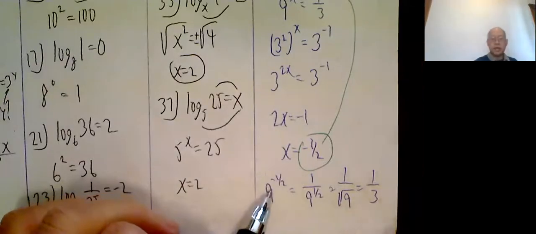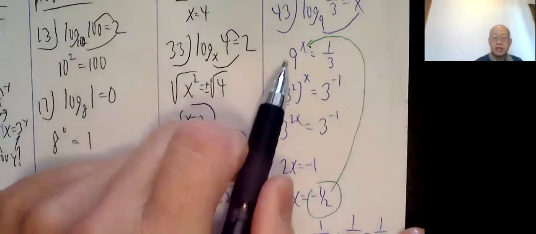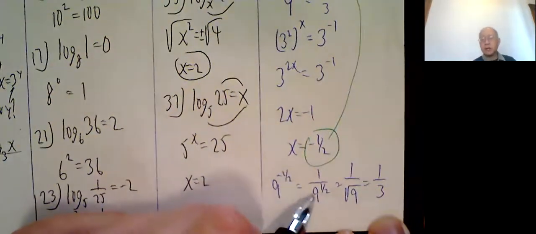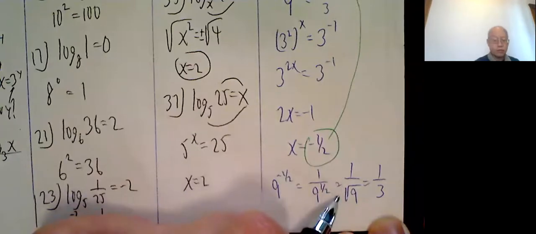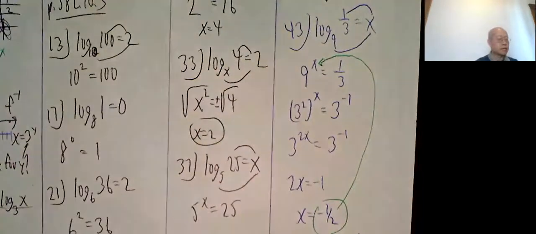And by means of double checking, does it make sense? 9 to the -1/2. Does it satisfy that? A -1/2 exponent means 1 over 9 to the +1/2, which means 1 over the square root of 9. It is 1/3, which matches what we had up here. So that seems to work okay.